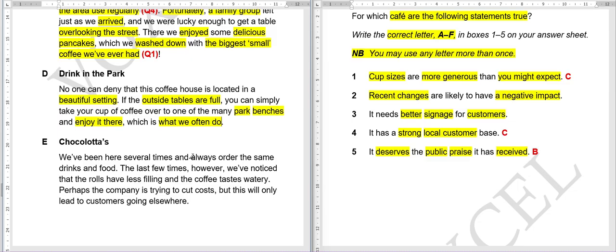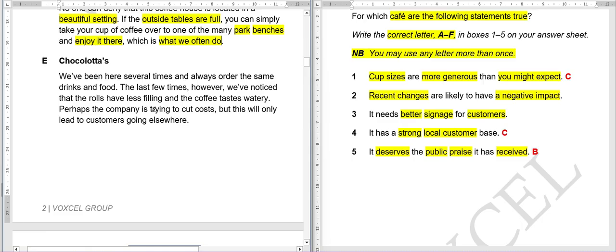Okay, time's up. Let's see if there is any answer here or not. Second question: recent changes are likely to have a negative impact. Is there any mention about recent changes that may have a negative impact? There is nothing mentioned about changes, so this cannot be our answer. Third, better signage for customers. No, there is no mention of signage. So D is also a free paragraph. You can say we don't have any answer in D.